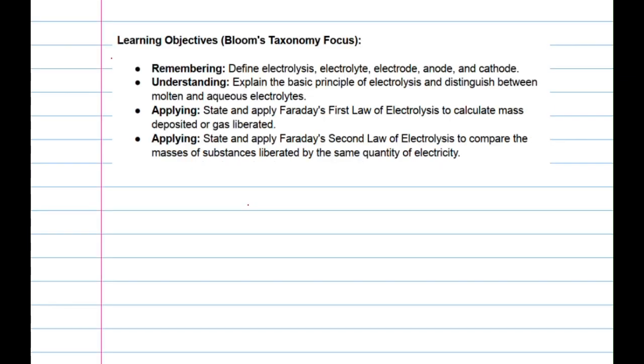So let's look at the learning objectives of today's class. After today's class, you should be able to define electrolysis, electrolyte, electrode, anode, and cathode. You should be able to understand and explain the basic principle of electrolysis and distinguish between molten and aqueous electrolyte. And you should be able to state and apply Faraday's first law of electrolysis to calculate mass deposited or gas liberated.